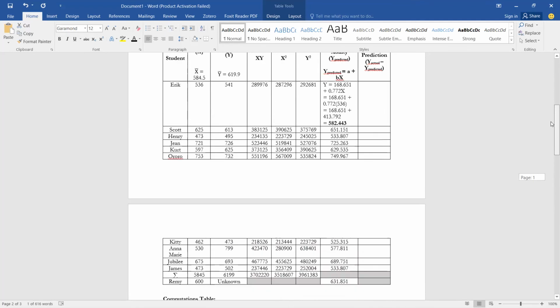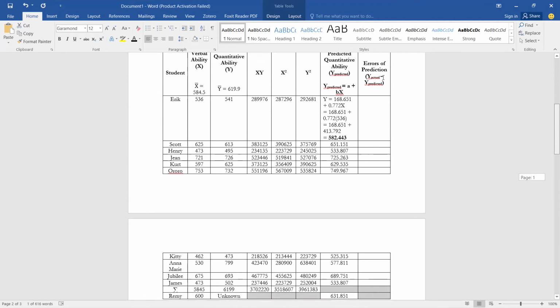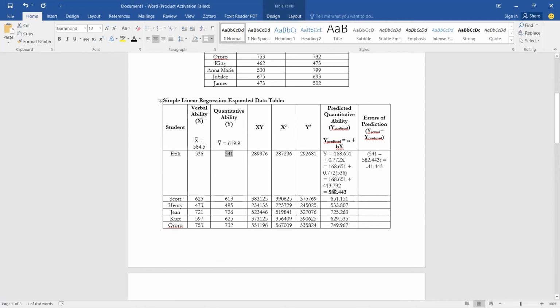All right. With that, we can complete the rest of the expanded data table by subtracting actual Y to the predicted Y here. So for Eric, the error term is around negative 41.443, meaning the predicted Y value over-predicted, correct? It over-predicted Eric's score because we already know that he only scored 541, but the regression model is suggesting that Eric would score 582.443.